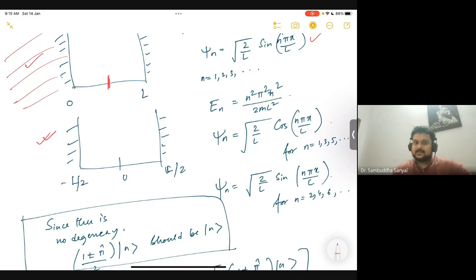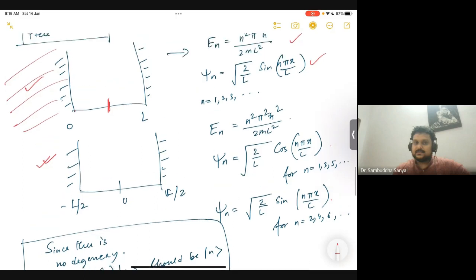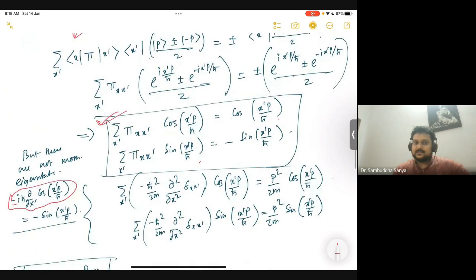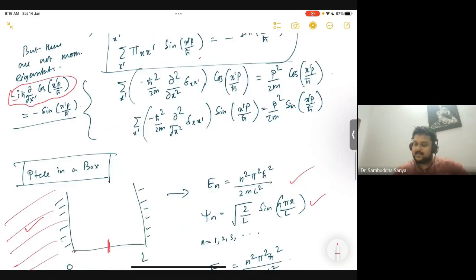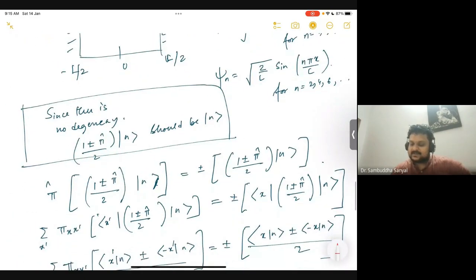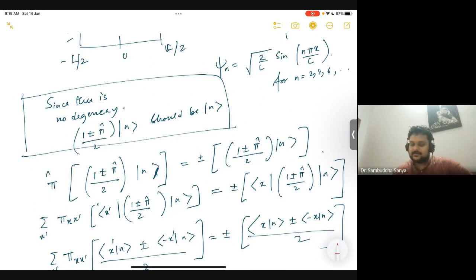So now there is no degeneracy in this problem. So what does the theorem tell us? The theorem tells us that if there is no degeneracy, then automatically the parity eigenstates are also eigenstates of the Hamiltonian. That was not the case for the free particle. That's why we had to take a linear combination, that is a joint eigenstate. So let's demonstrate that, and that's where we got confused.